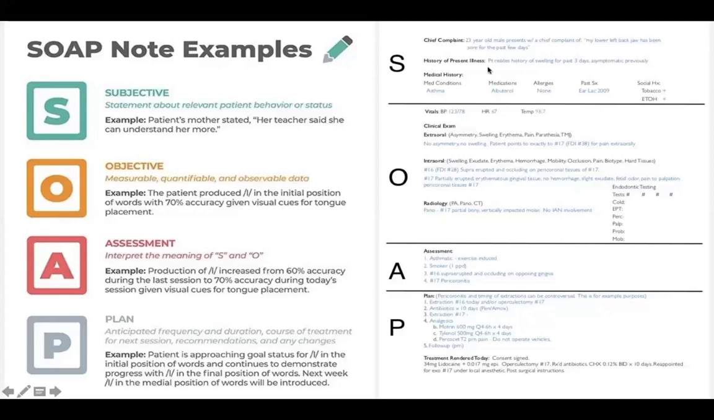And the history of presenting illness: he has had swelling for the past 3 days, and otherwise he was previously asymptomatic. Then medical history: medical condition, asthma, which is important; medication, albuterol, he's taking albuterol for asthma; and allergies, none noted. And then past surgical history, he has had some surgery, and then social history, he smokes, and ETOH is alcohol. Okay, then objective examination includes vitals, clinical exam, extraoral, intraoral, and then previous radiology.